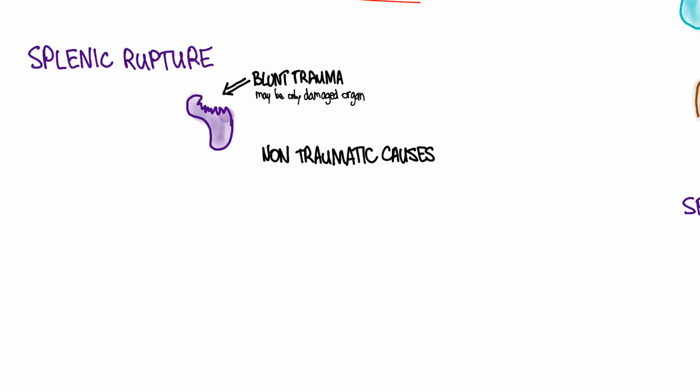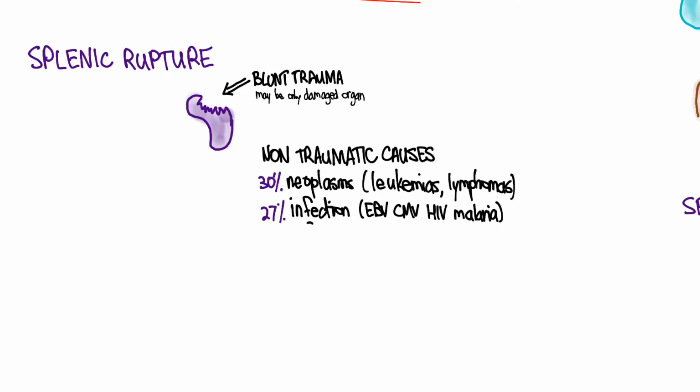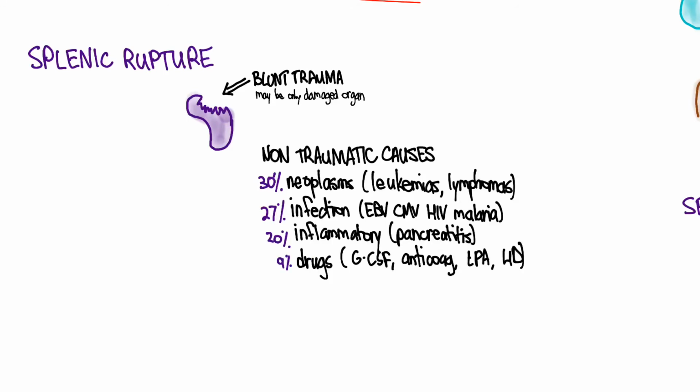And these include things like neoplasms, especially the leukemias and the lymphomas, infections like EBV, like that's the one that we're always taught about, inflammatory diseases like pancreatitis, drugs like the granulocyte colony stimulating factor, and you can see anticoagulants, TPA, etc., even in pregnancy, and there are idiopathic causes as well.